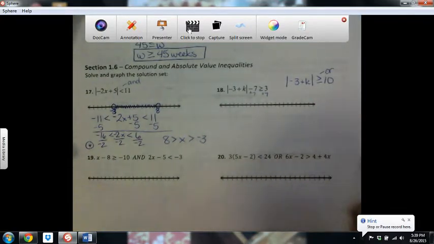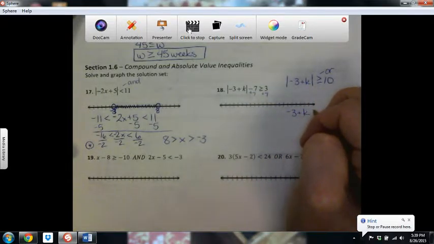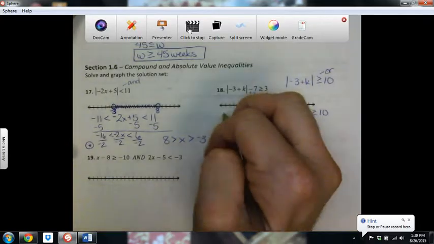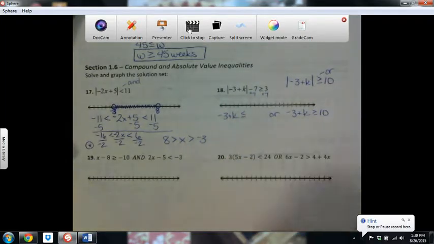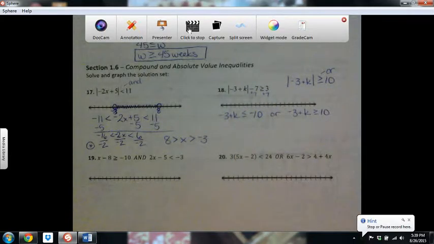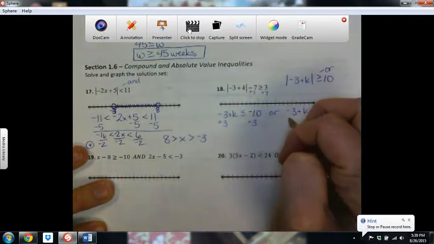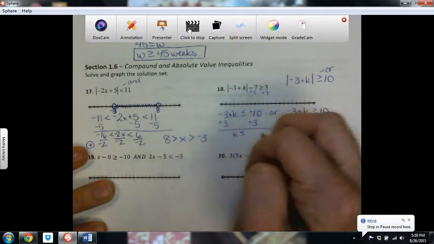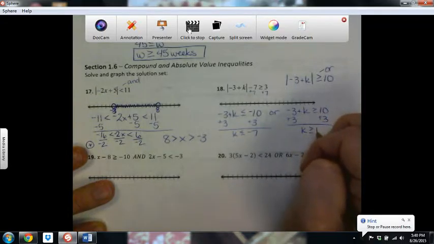So when I write this, I'm going to write this two ways. I'm going to keep the first one, negative 3 plus k is greater than or equal to 10. That's coming straight down. But for the other one, I'm going to write negative 3 plus k, and I'm going to switch the direction of the inequality. It's less than or equal to, because I want it to be on the other extreme, and then I'm going to use my negative 10. So for both of these, I'm just going to solve. I'm going to add 3 all the way across here. I get k is less than or equal to negative 7, and k is greater than or equal to 13.